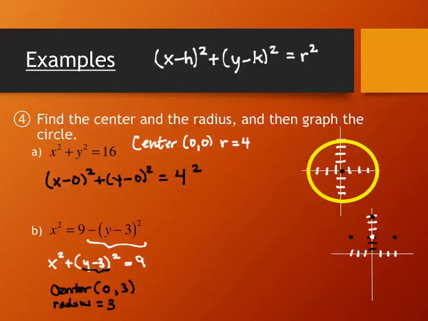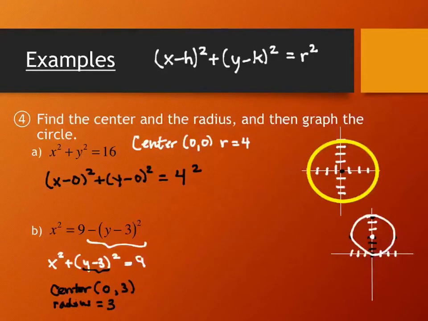Remember, you're going left, right, up, and down from the center to find the points I'm trying to go through. I'll draw this by hand just so you can see what yours will look more like. It won't look perfect, but you have this as your basic idea for the center 0, 3 and your radius of 3. All right, so as you would imagine, both of those were given in a pretty nice form, at least for being able to identify the center and the radius, and they don't always look like that.